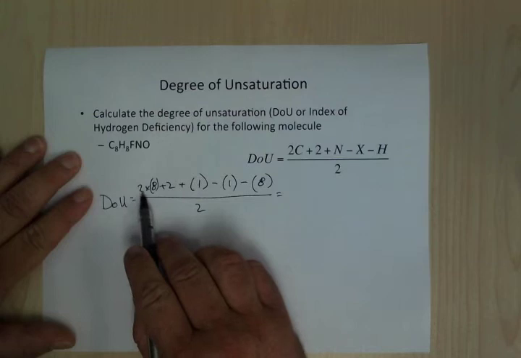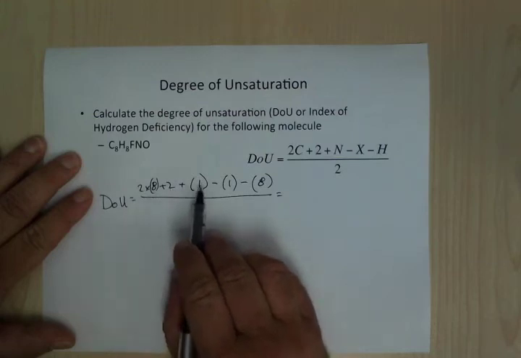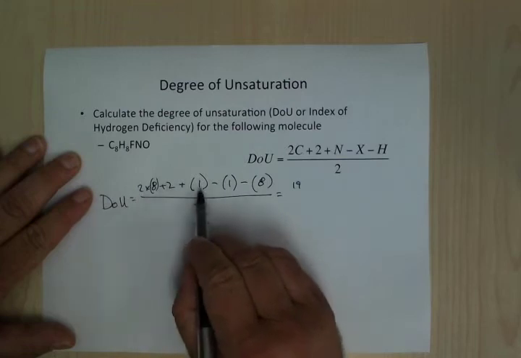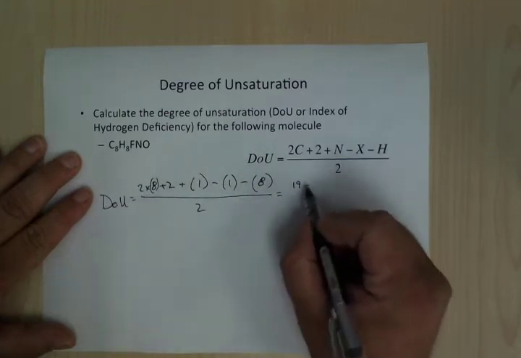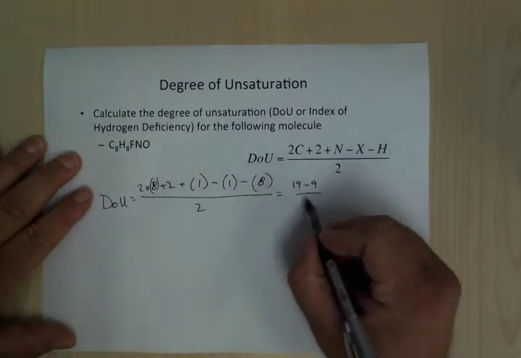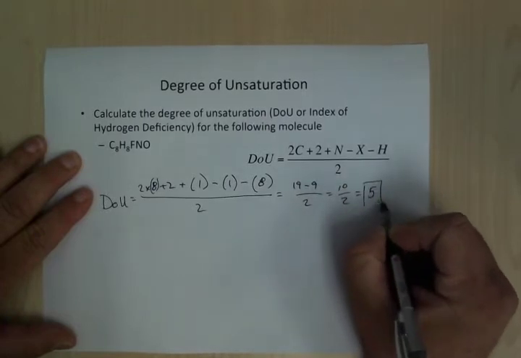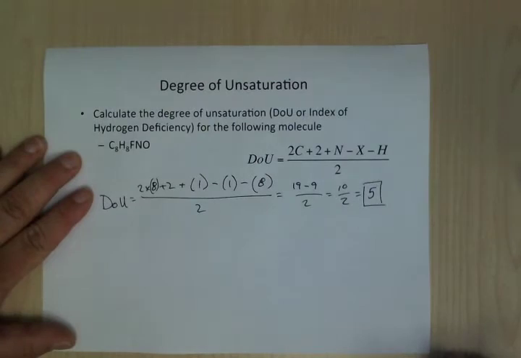So you've got 16, 18, 19. Yes, 19. Minus, combine these two, would be minus 9 over 2. So it's 10 over 2, which is 5. So there you go.